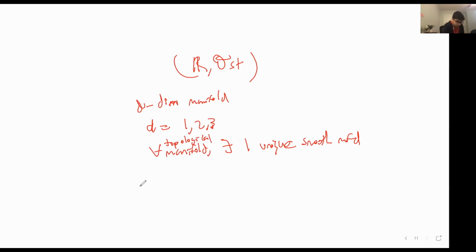Okay, and then for d greater than... uh-oh, why are we skipping over 4? Okay, wait, I think I know why. I'm starting to remember why we're skipping over 4. Yeah, so for d greater than 4, there are finitely many. For every topological manifold, there exist finitely many smooth manifolds.